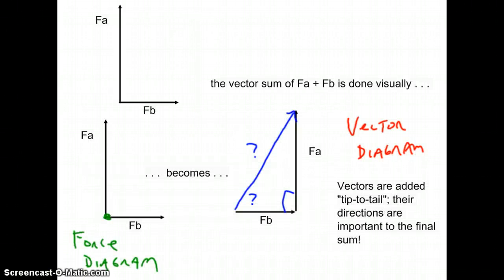Having gotten their thoughts about the general direction of the net force that FA and FB will combine to create, I show them how that force diagram, where some object may be at the vertex there, is converted into a so-called vector diagram, where the vectors are added tip to tail. So in this case, shifting FA out to the end of FB to create a vector diagram.